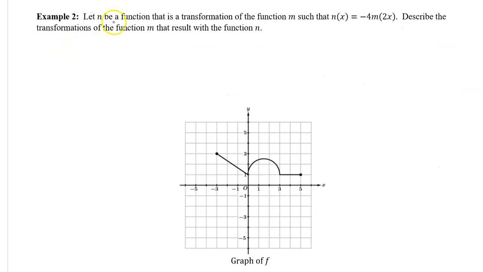Example 2. Let n be a function that is a transformation of the function m such that n at x equals negative 4 times m at 2x. Describe the transformations of the function m that result with the function n. To be clear, this is not negative 4m. This is negative 4 times the function m at 2x.